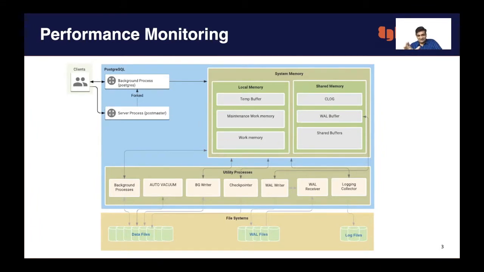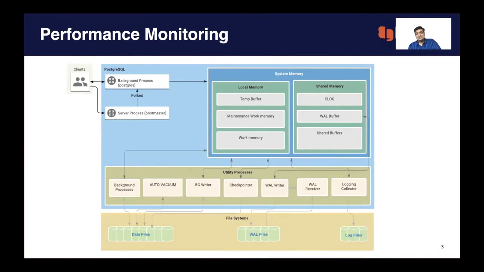In system memory, there are two parts. There is local memory for your individual background processes, which do the query manipulation, data manipulation, filtering, sorting, and all that. While shared memory is shared between all the background processes of client processes, and is used for data caching, database caching, and transaction log caching.